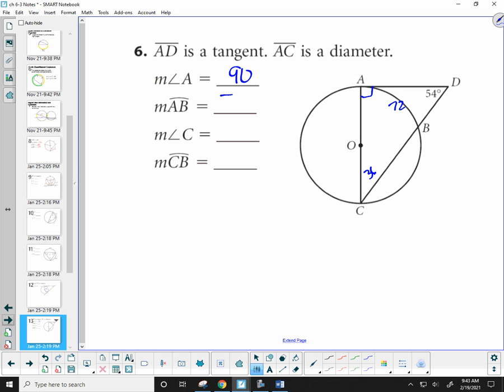AB, we just figured out is 72. Angle C, we just figured out is 36. So then CB, because this is a diameter, that makes this a semicircle. So 180 minus 72 gives me 108. Is that okay? All right, next one.